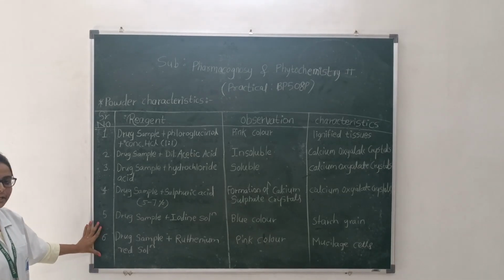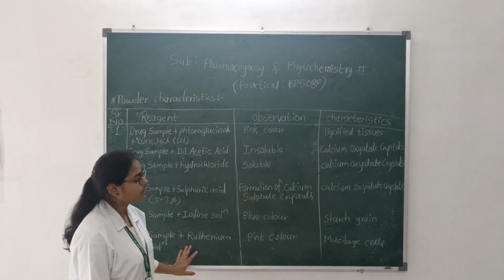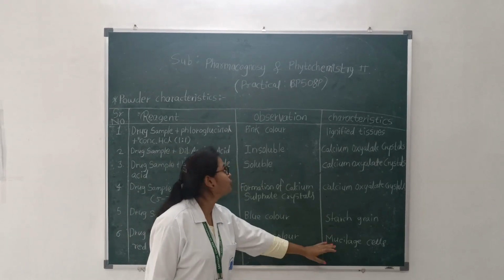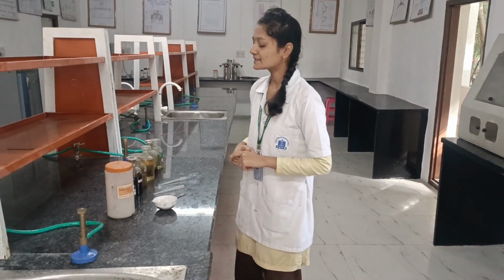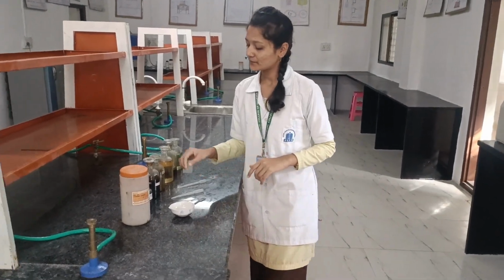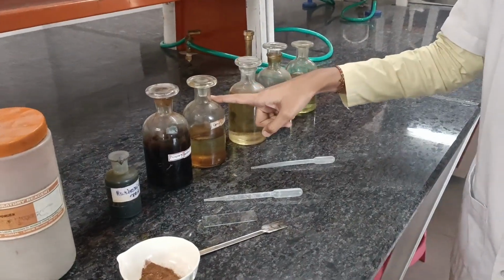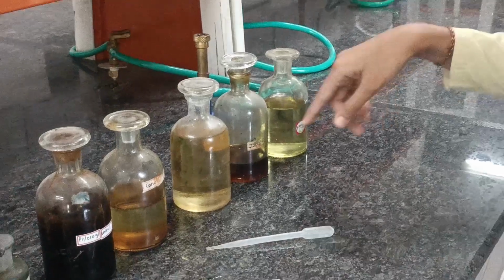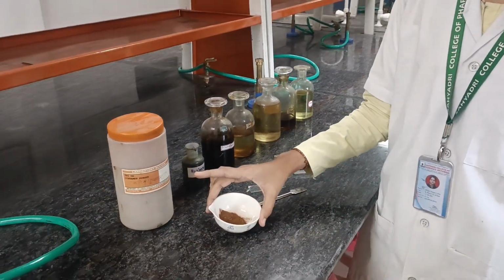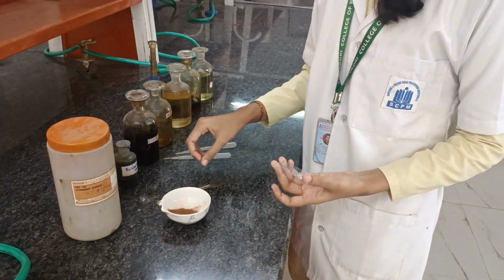Sixth: take a drug sample and then add ruthenium red solution. It shows the characteristic mucilage cells and the observation is pink color. For the powder characteristics of cinnamon bark, the chemicals required for this experiment are ruthenium red, phloroglucinol, concentrated HCl, sulfuric acid, iodine solution and acetic acid, and most important is the crude drug of cinnamon bark. Let's start the first chemical test.